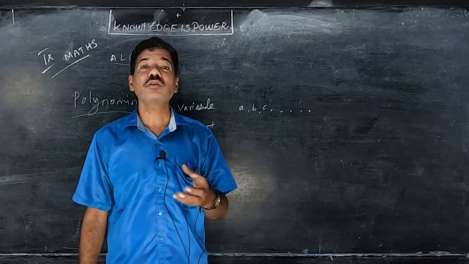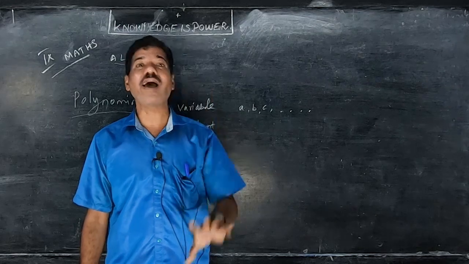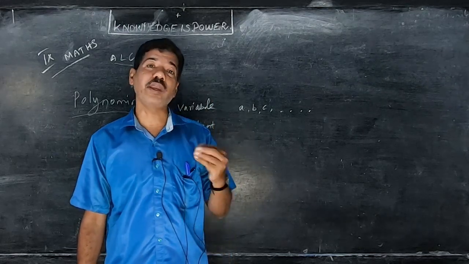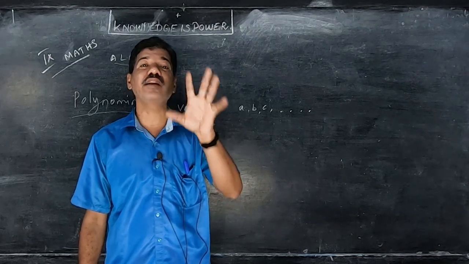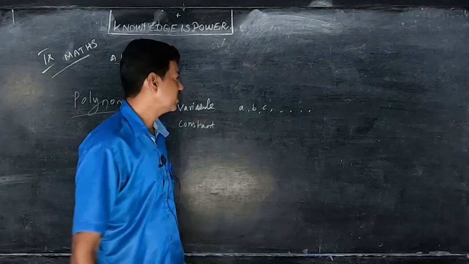We do not tell the exact value, that is called a variable. If we can tell the exact value, then it is called a constant. For example, pi.